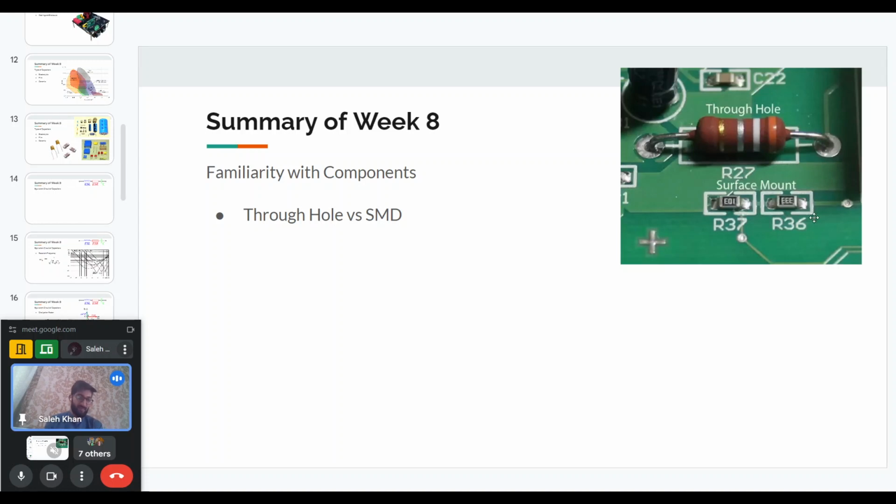So they take up less space, and on the other side we can have different components, but usually they have smaller ratings because of their smaller size. The ratings are also smaller, so the resistance, for example, here resistance is shown. The resistance power rating will be smaller for SMD devices compared to the through-hole devices.